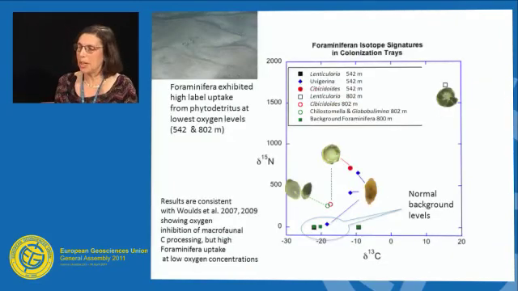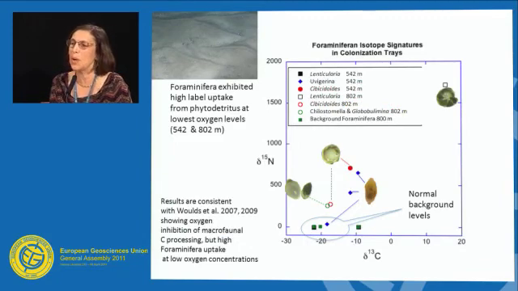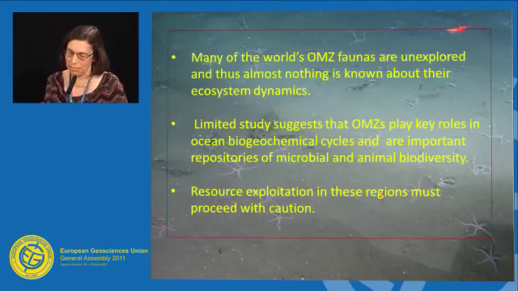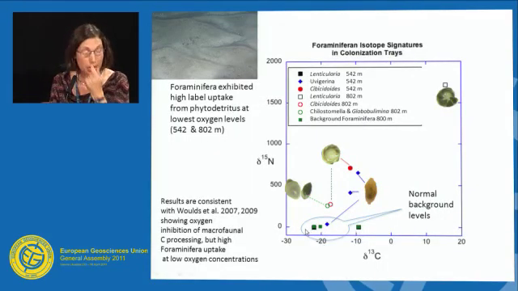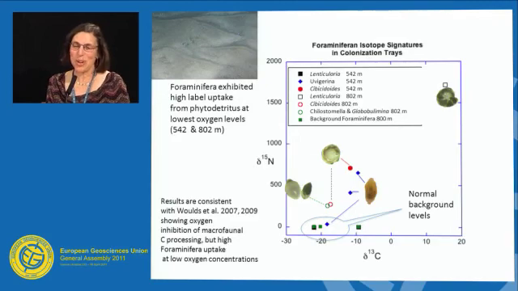But what we did sample in those 500-meter trays were some foraminifera. These are single-celled animals, protozoans, that took up large amounts of label. So here are the isotopic signatures of the foraminifera in our trays, and we see much higher values of delta N15 and delta C13 than we find in the background community, where the background values are here. And so what this tells us is that protozoans can take up carbon at extremely low oxygen levels, but there aren't any animals around to do it.